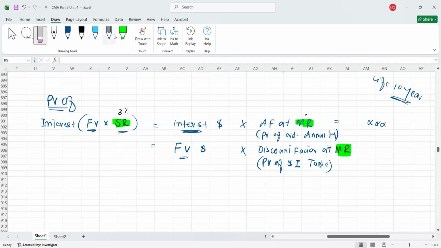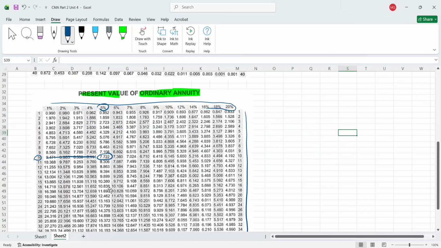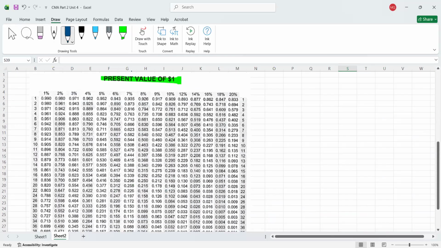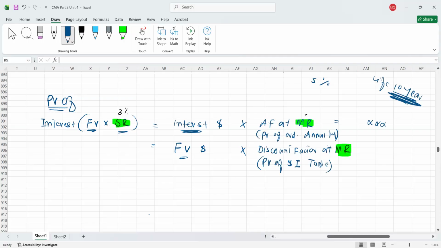Again, I'm assuming my market rate is 5% and bond life is 10 years. So I'll go to the table and look at the heading first. The heading is present value of $1 table. Again, you will go to 5% for 10 periods. So which value will you pick now? This value you will pick, 0.641. So this figure 0.641 you will multiply with what? With the face value, and you will get another value.